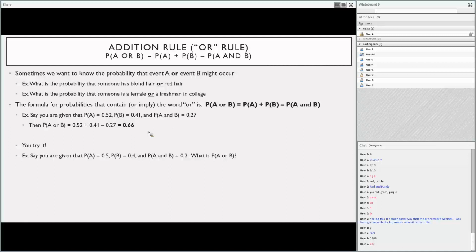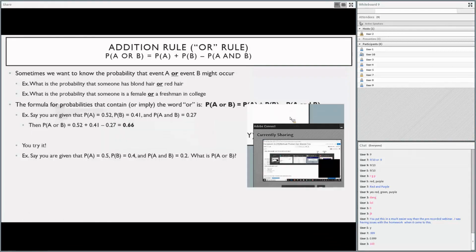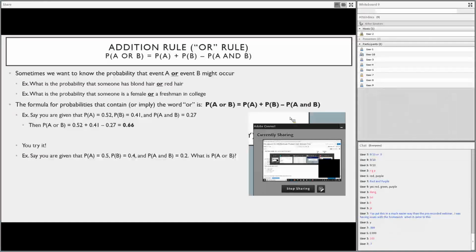So how about you try it now? Say that you're given the probability of A is 0.5, the probability of B is 0.4, and the probability of A and B is 0.2. So what by this formula is the probability of A or B?